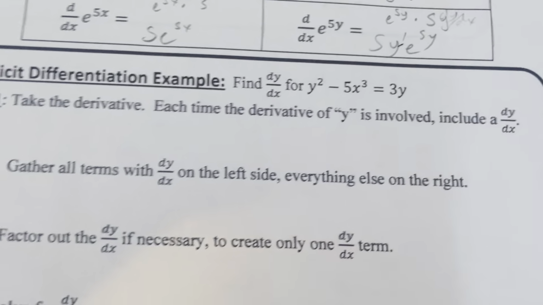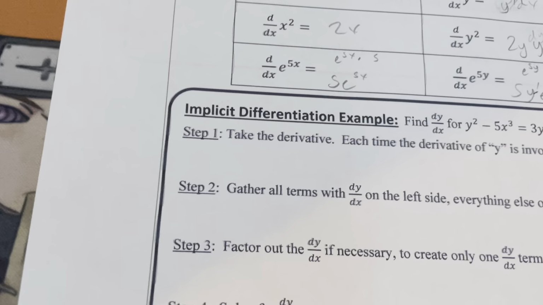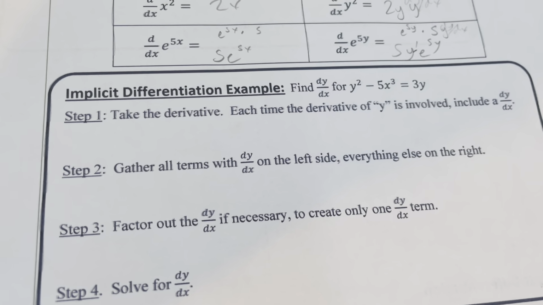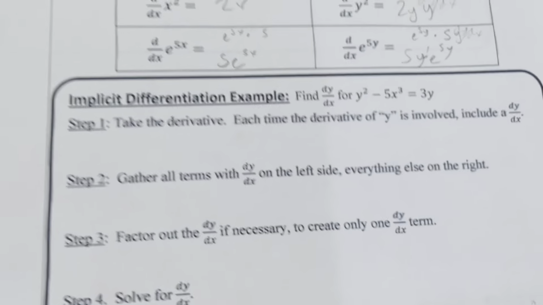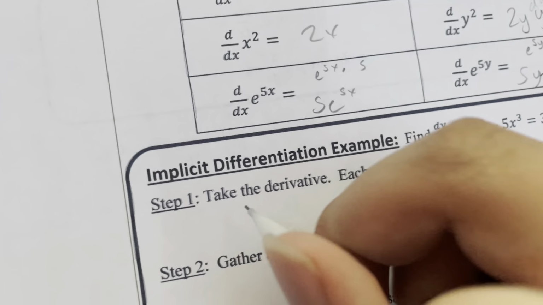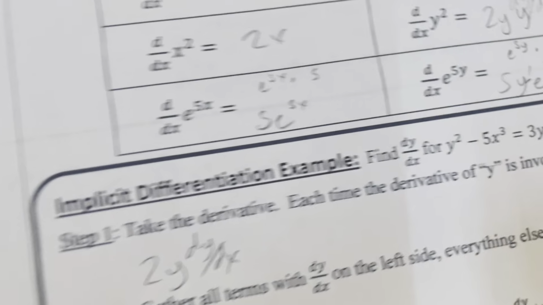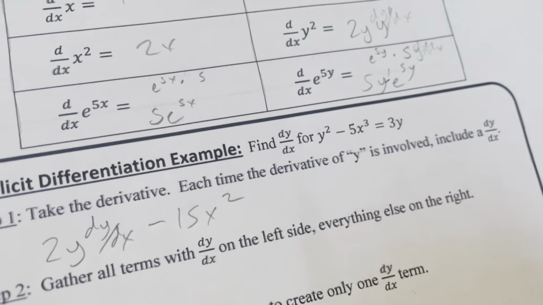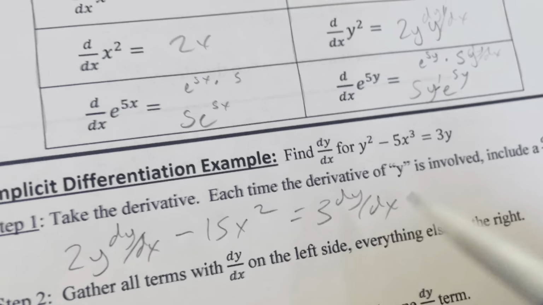An example. Find dy dx for y squared minus 5x cubed equals 3y. So step 1, take the derivative, and each time the derivative of y is involved, include a dy dx. So the derivative is 2y dy dx minus 15x squared equals 3 dy dx.